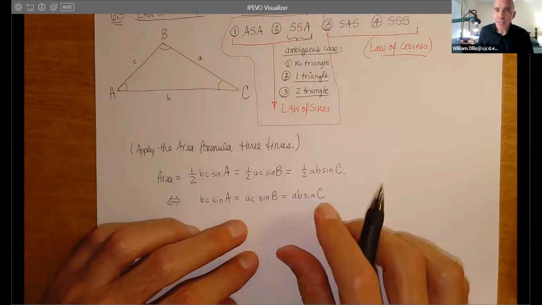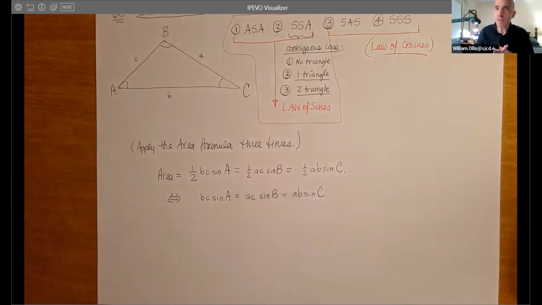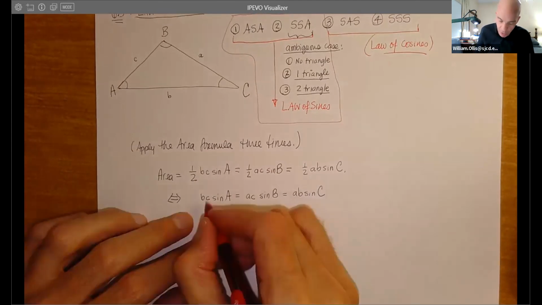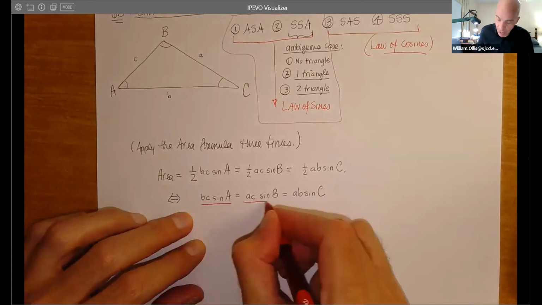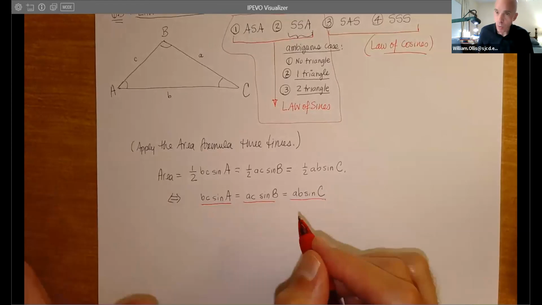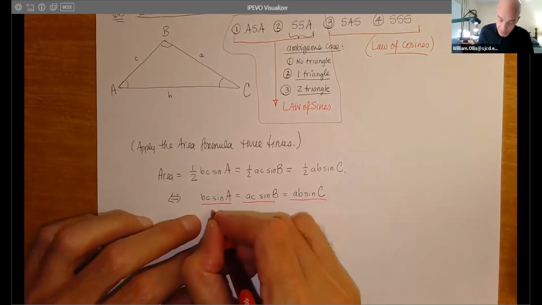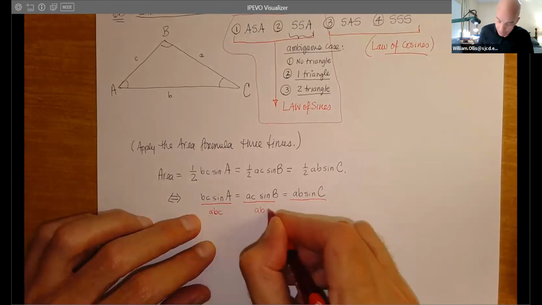Now, this is one form of it, but it's not the most convenient form. And if you've seen this before, you see this doesn't look quite right. So what we can do is just divide the entire equality here. All of this equation, we can just divide everything by the same term, and we'll just use ABC.